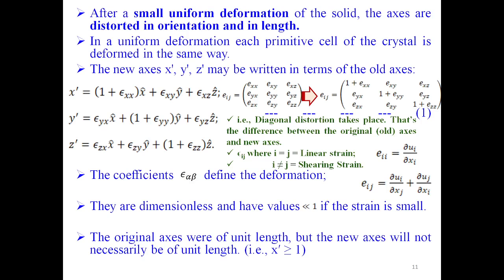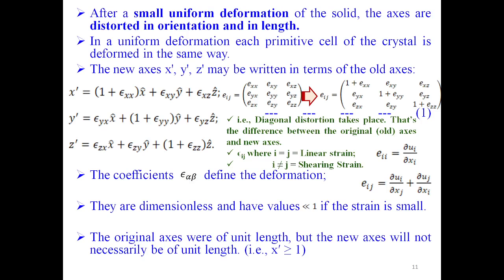So here Eij, where i equal to j, represents linear strain, and if i is not equal to j, that represents shearing strain. So the linear strains are given in diagonals, and the shearing strain components are off diagonal components like epsilon xy, xz, yx, yz, zx, zy. These are off diagonal components, and these represent shearing strain, and the diagonal components represent linear strain.